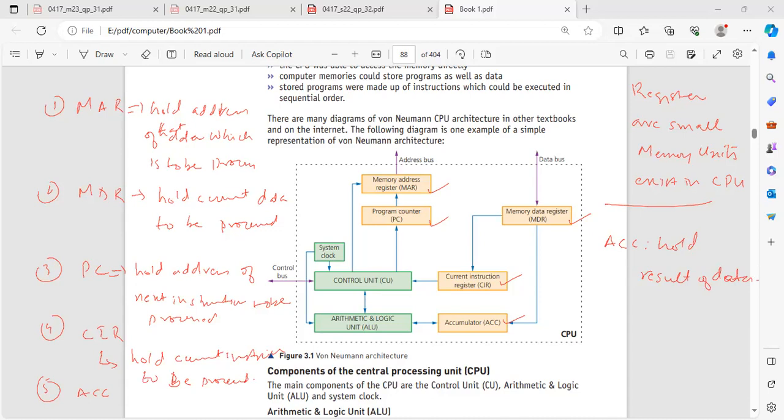Yes, Nama. Got the idea? So I'm moving to its next part.